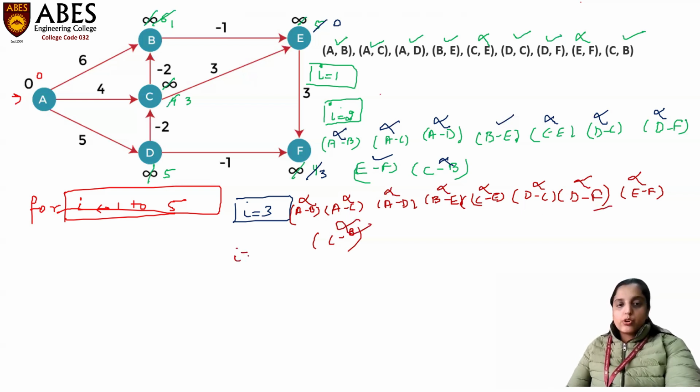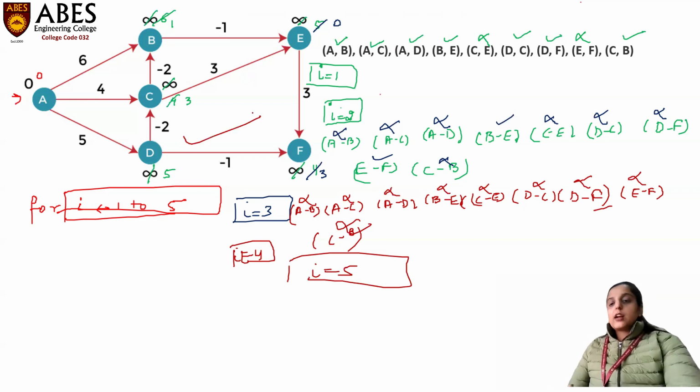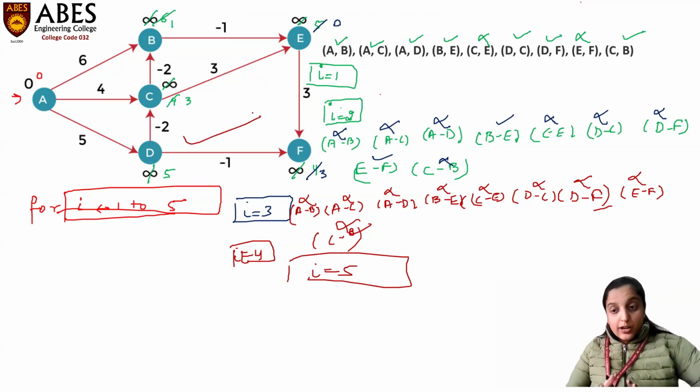So for I equals to 4 also we are not going to get any updation. For I equals to 5 also we are not going to get any updation. So all this is the final graph that we're going to get. But you have seen that we get the updation till I equals to 2. So if we solve the same numerical with Dijkstra's algorithm, then the answer that we're going to get at last will not be the optimal one.